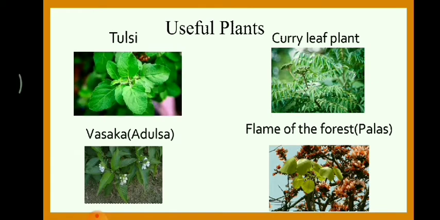You can also see Vasaka. Vasaka, commonly called Adulsa, is a remedy for cough. Flame of the forest, that is Paras. Flame of the forest is also known as Pallas. Its leaves are used to make plates. Now, let's move to the next topic.